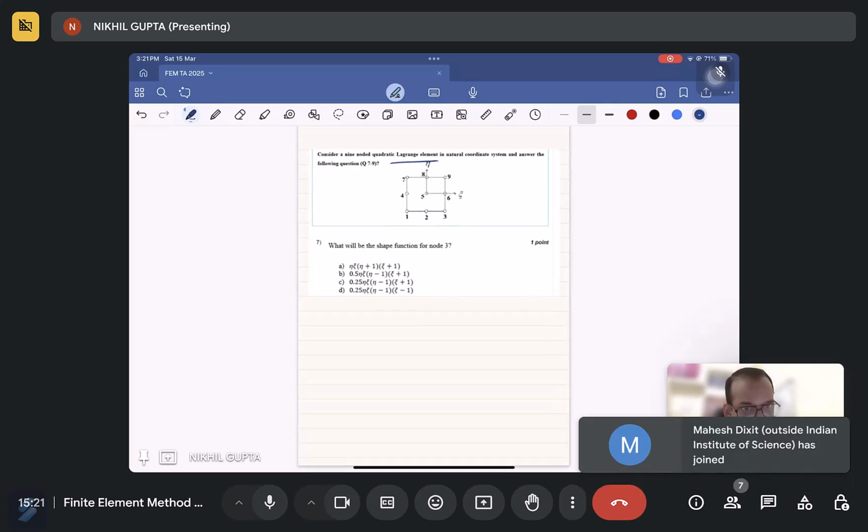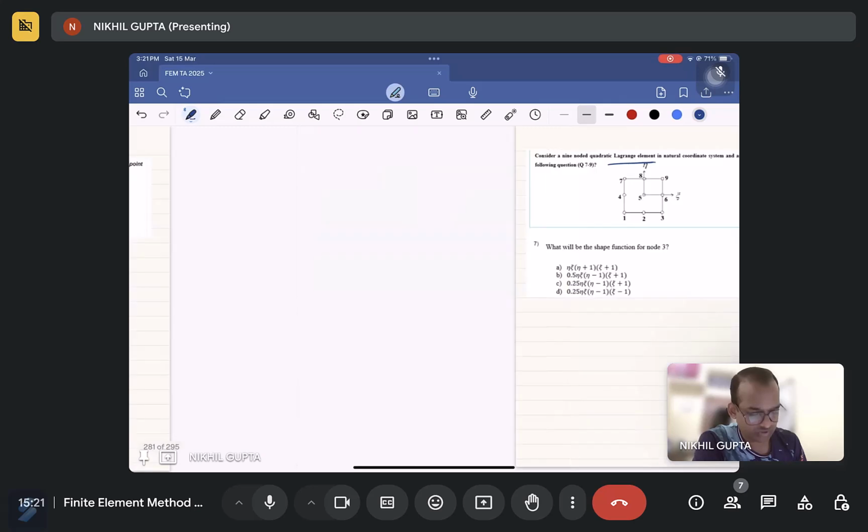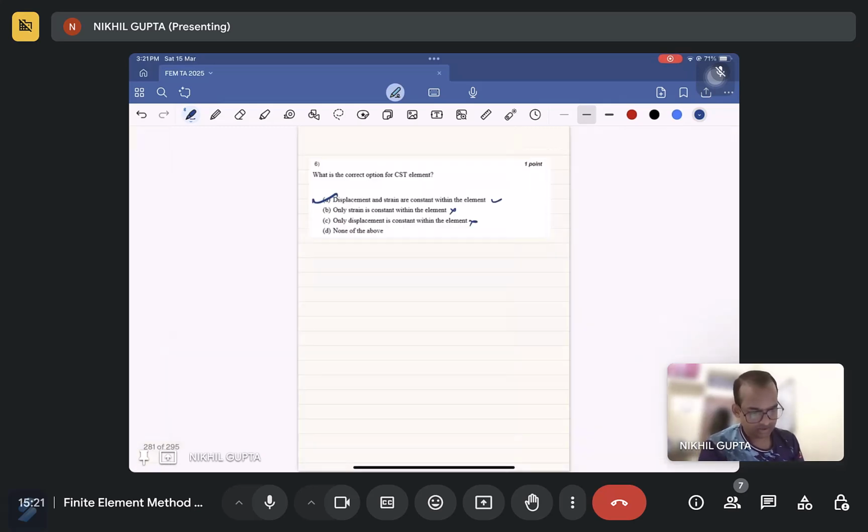Sir, one doubt, but in the assignment solution, it's given for the previous question. What is given for the previous question? Only strain is constant within the element. Displacement is variable. So they have given only the strain as constant. The displacement should be variable, because we make the equation in the form of. Oh yes, sorry. Did they give this answer A?